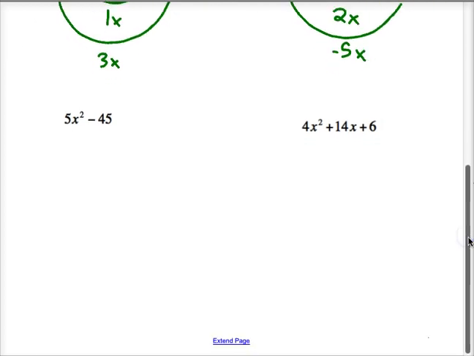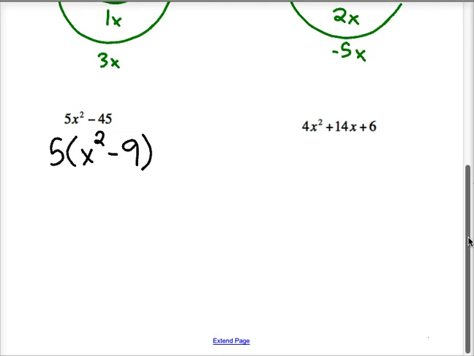For this next one, 5 and -45. Now hopefully you recognize both of those can actually be divisible by 5. You can pull a 5 out of both. 5 divided by 5 is just 1, so that leaves me with a 1x squared. -45 divided by 5 leaves me with a -9.